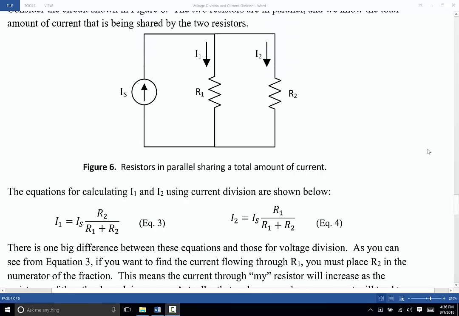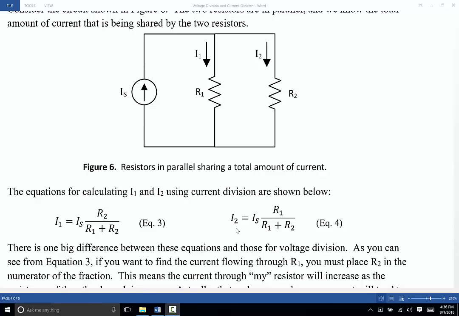So what does that mean for our circuit here? Well, if R2 is much, much larger than R1, so as R2 increases, certainly that's going to be the harder path. And then R1 will become the path of least resistance. So I1 will increase as R2 increases. And that's exactly what we see in equation 3. All else being the same, if R2 increases, I1 will increase. Similarly, if R1 increases, then I2 will increase.